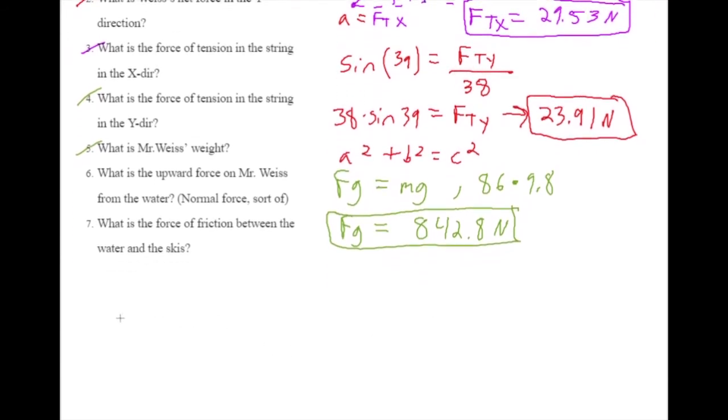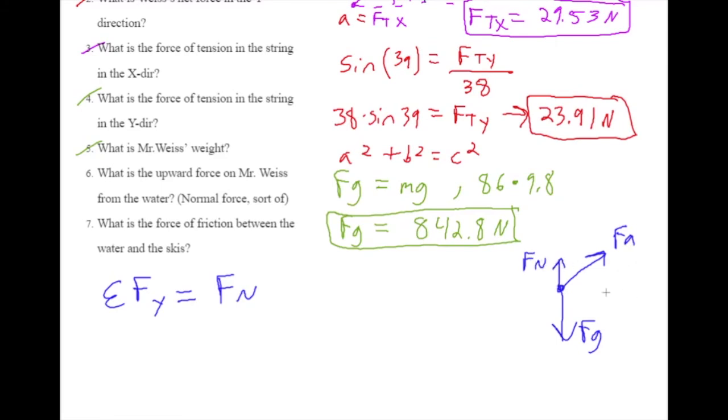Number 6, what is the upward force on Mr. Weiss from the water? Talking about force normal, kind of, but in this case, we'll just say force normal. So we're going to have to use our net force in the y equation, and we're going to have to take our forces that point up. We know force normal points up, but we need to figure out what other forces point up. So really quickly, free body diagram, we see that force gravity points down. We see that this applied force is pulled upward. And then we see that we're going to have force normal also pulling up.